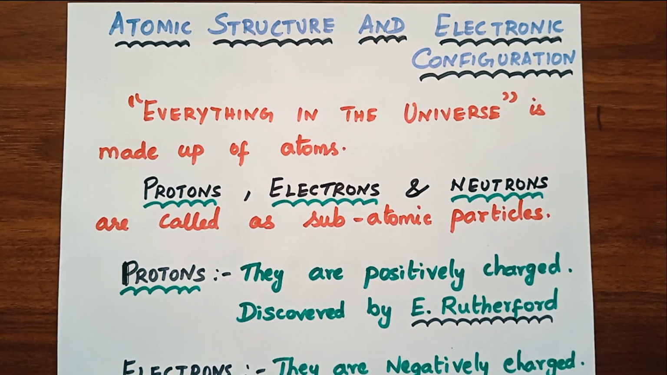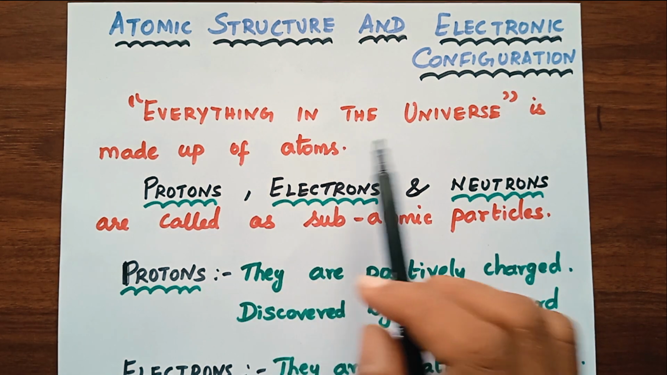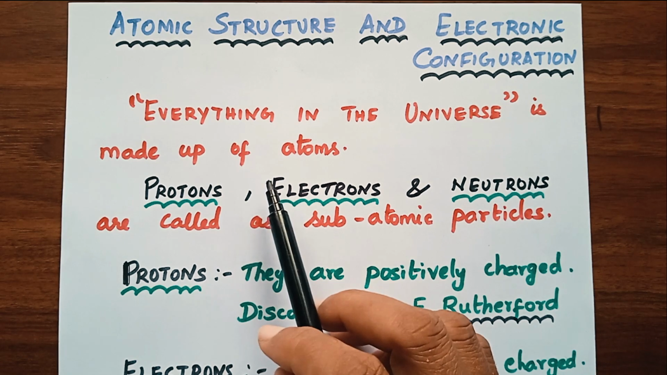Today's topic is atomic structure and electronic configuration. Today we are going to see in detail about atomic structure and how to draw the electronic configuration for the first 20 elements. Okay, everything in the universe is made up of atoms.